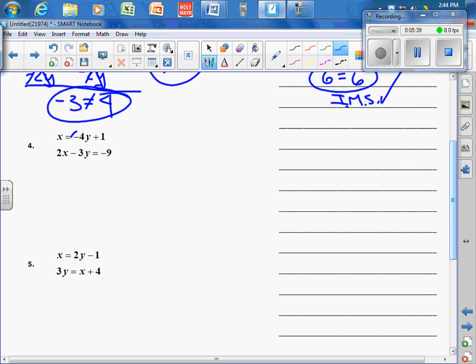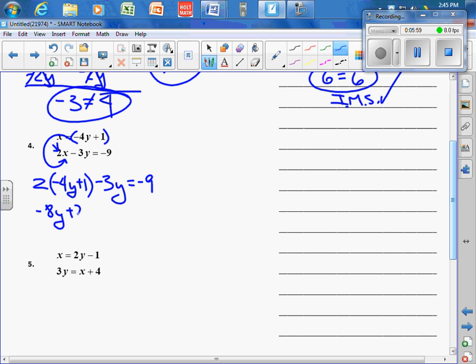Number 4, put the negative 4y plus 1 in for that x right there. Now, here's this 2 that's in the original problem. The parentheses negative 4y plus 1 goes in for the x. Bring down the minus 3y is equal to negative 9. Use the distributive property. Negative 8y plus 2 minus 3y equals negative 9.